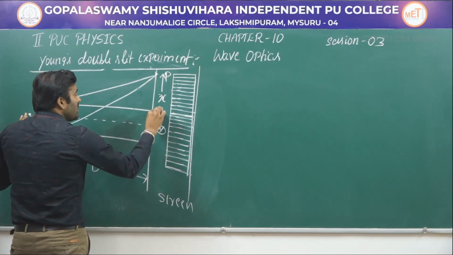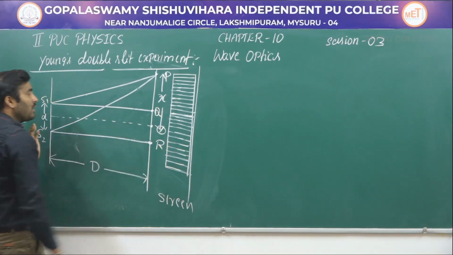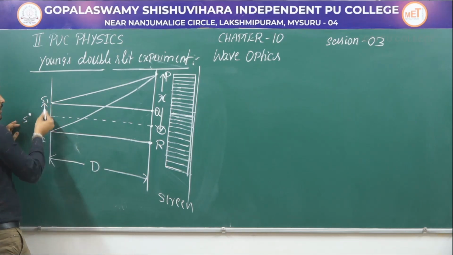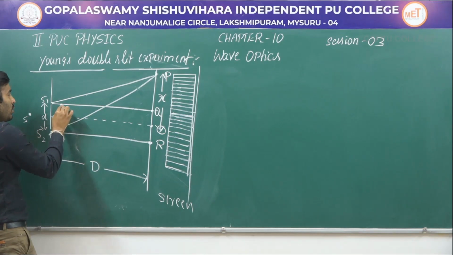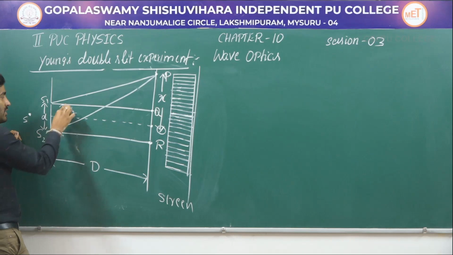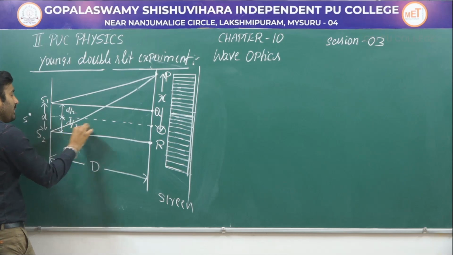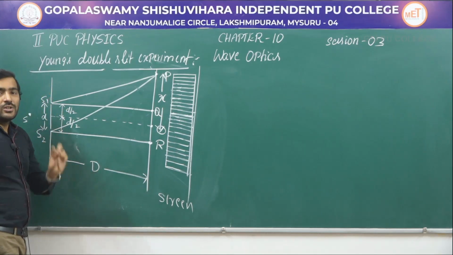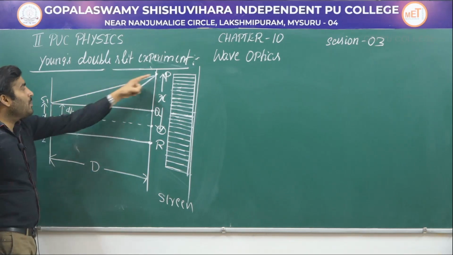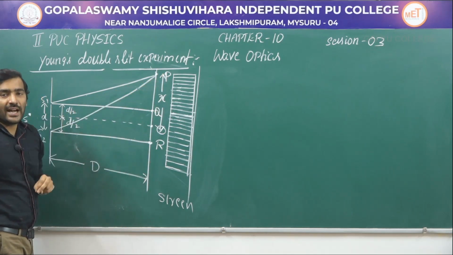Say this point is some Q and this point is some R. Now if you observe, the distance between the two slits is d, and this distance is equal to d by 2, correct? And this distance is also d by 2. So if this is d, then each is half of that, d by 2. Now we need to look at the two right angle triangles here, S1PQ and S2PR.